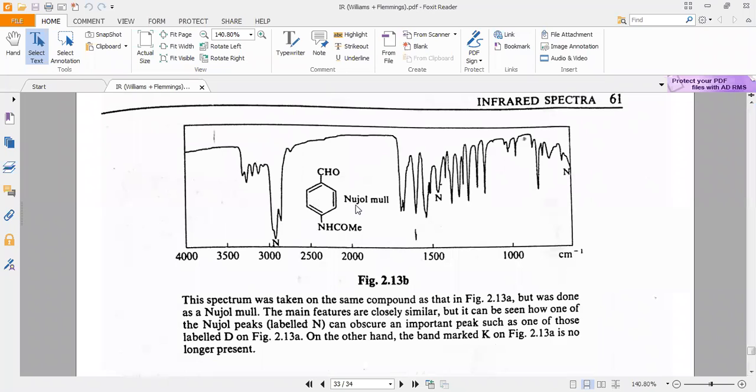Why? Because Nujol is a hydrocarbon, so it has CH. This is a CH stretching. Do you see? This is the dominating one in this case. All right. So due to Nujol, we are getting this signal.